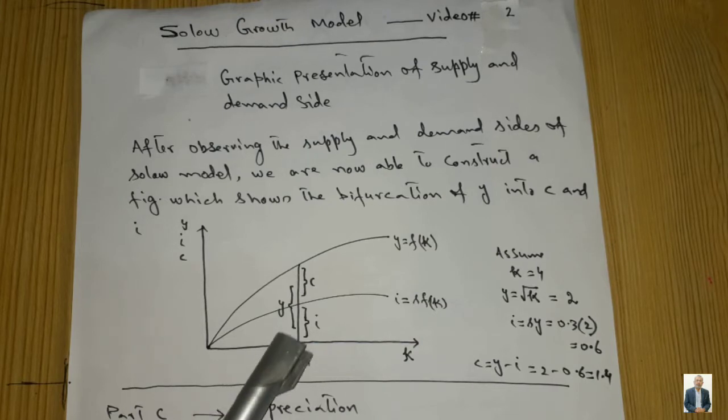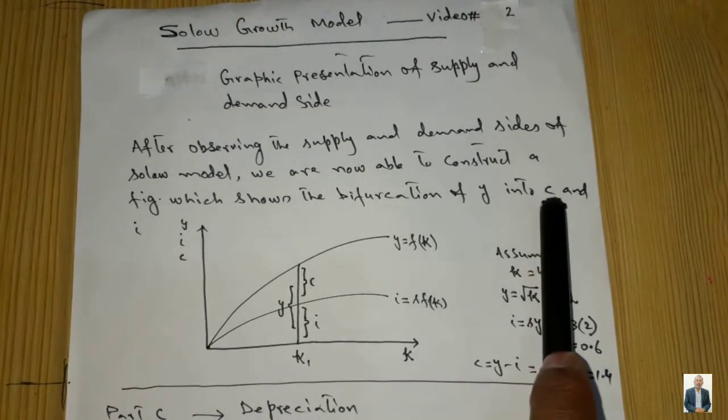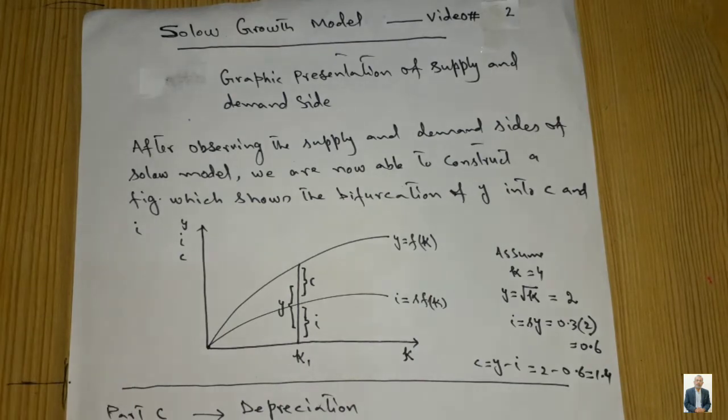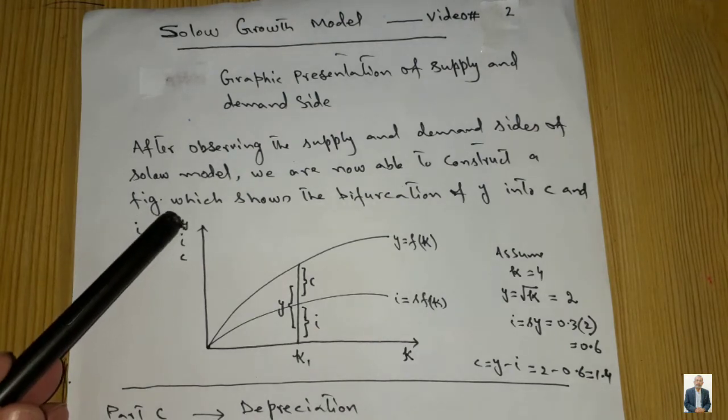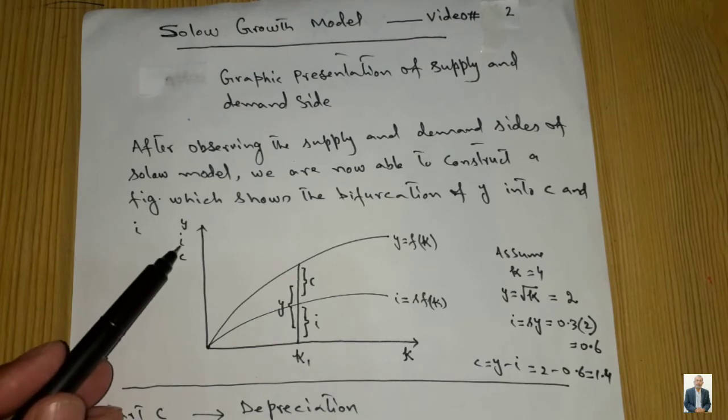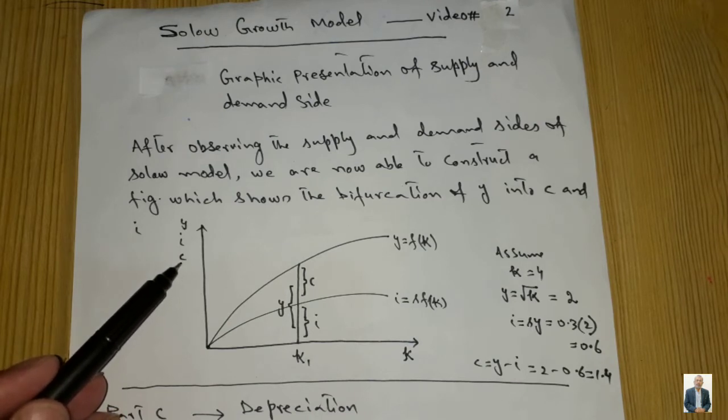and this is the figure. This shows the bifurcation of output per worker, written here as Y, into consumption per worker and investment per worker. So you can observe this figure. On the vertical axis we have taken Y, which is a function of capital per worker, and investment, which is also a function of capital per worker but with the saving rate. And this is C. C is the residual.